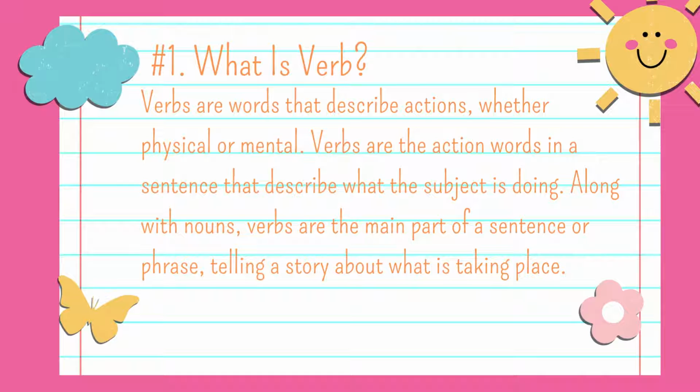Number one, what is verb? Verbs are words that describe actions, whether physical or mental. Verbs are the action words in a sentence that describe what the subject is doing. Along with nouns, verbs are the main part of a sentence or phrase, telling a story about what is taking place.